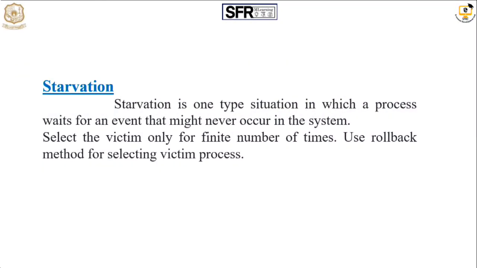The next one is starvation. Starvation is a situation in which a process waits for an event that might never occur in the system. So select the victim only a finite number of times. Use the rollback method for selecting the victim process.